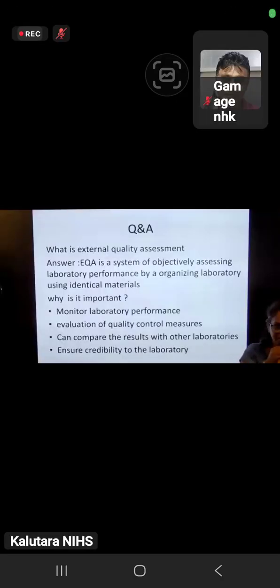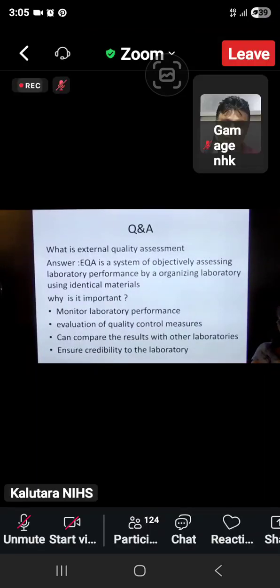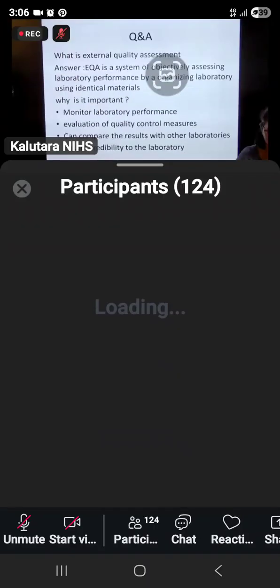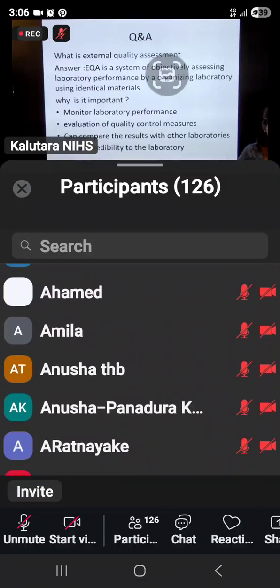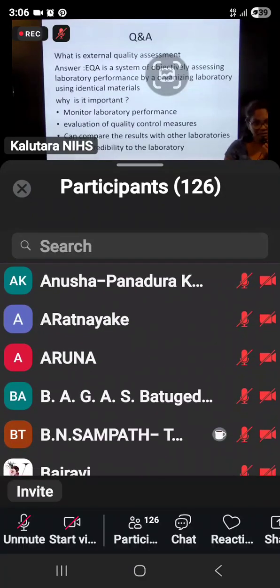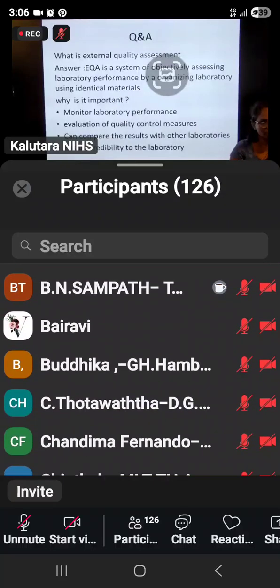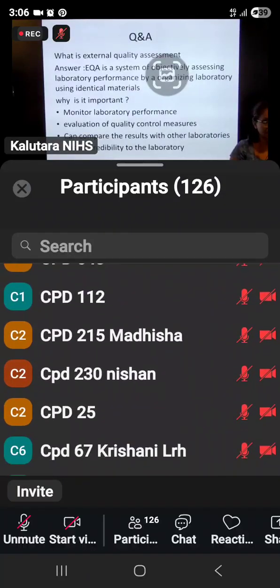Ensure credibility to the laboratory. It brings credibility, because our results are, you can say, correct, right? So ensure the credibility to the laboratory.